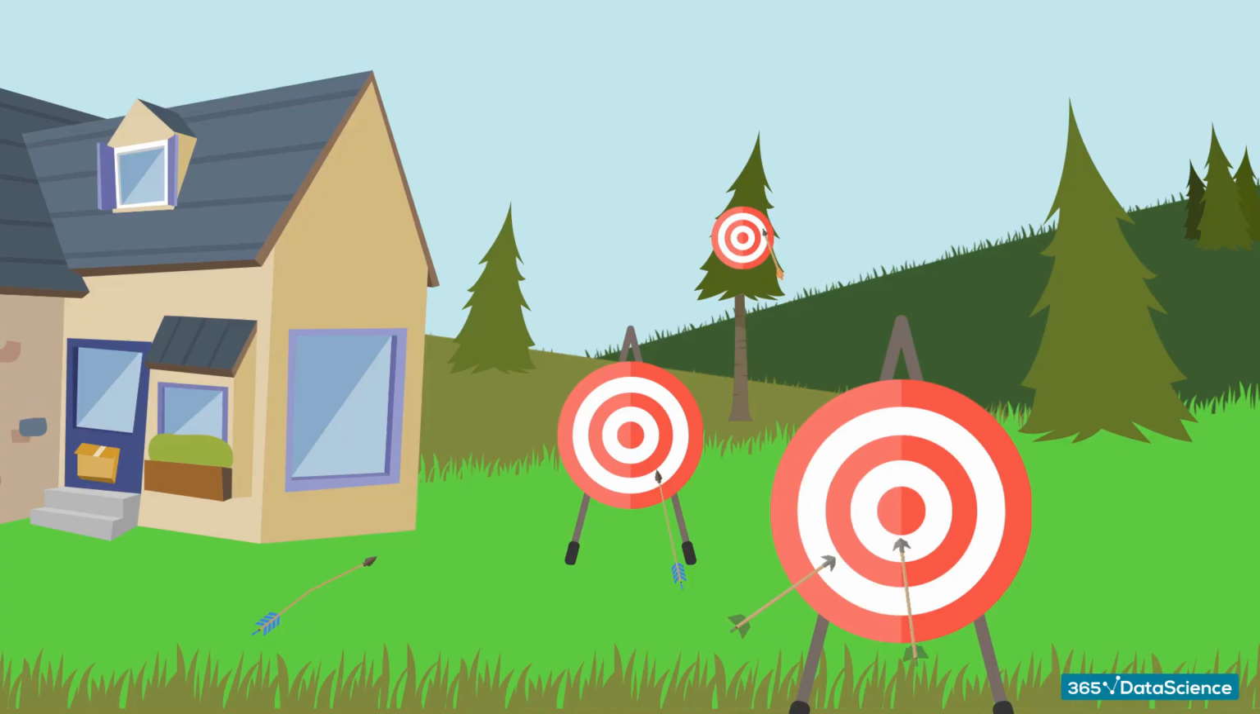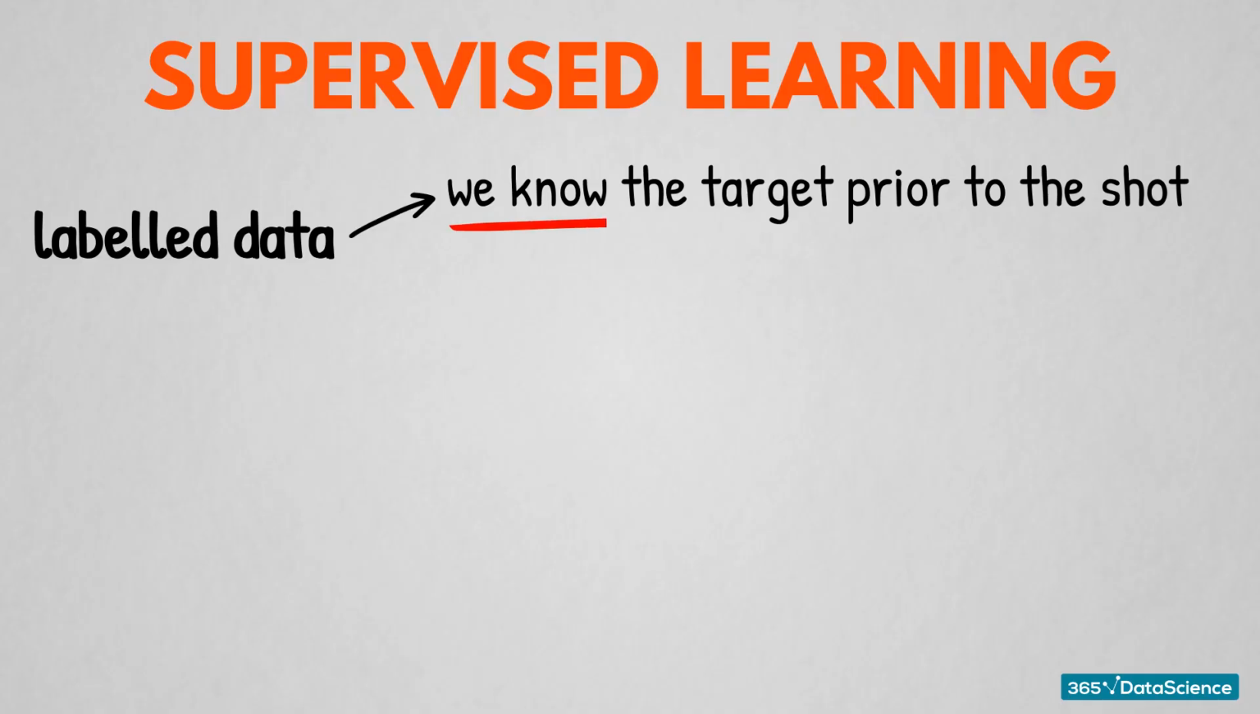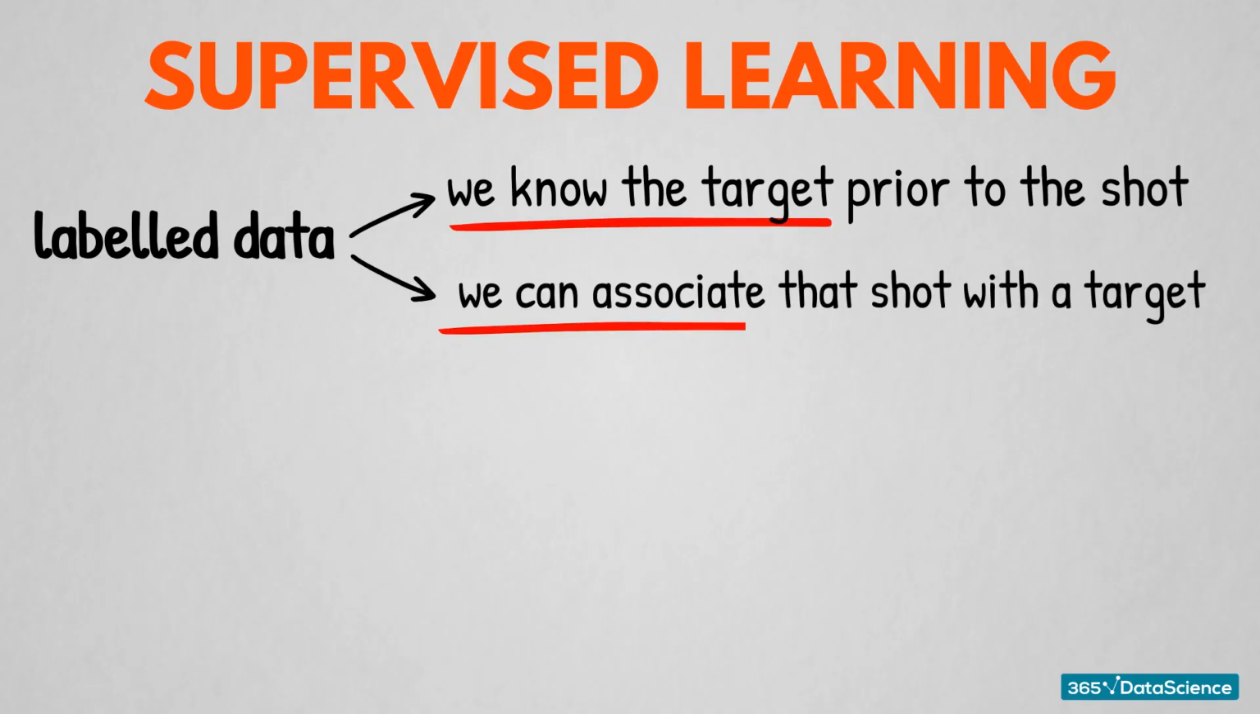During the training process, the robot will be shooting arrows at the respective targets as well as it can. After training is finished, ideally, the robot will be able to fire the small arrow at the center of the closest target, the middle arrow at the center of the one further away, and so on. To summarize, labeled data means we know the target prior to the shot, and we can associate that shot with a target. This way, we're sure where the arrow should hit.